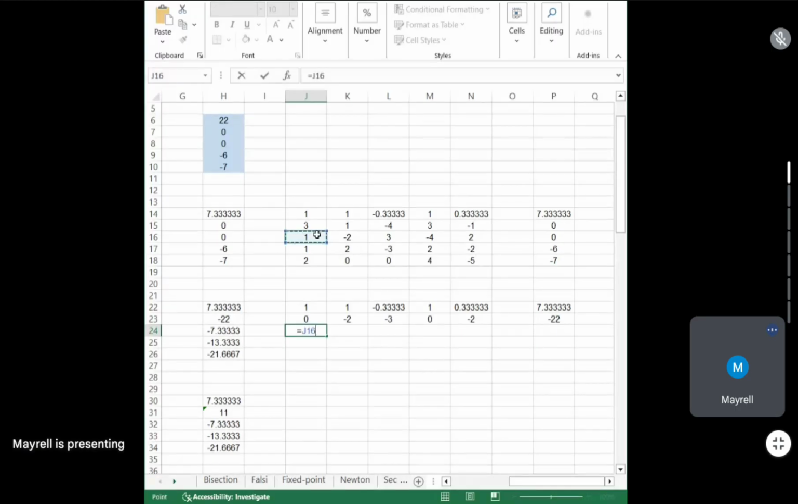So let's put the dollar sign in J16 times the element in row 1. Okay. So 0 na siya. And then I can drag for the rest of the row. Okay. So mao ni siya sa row 3.